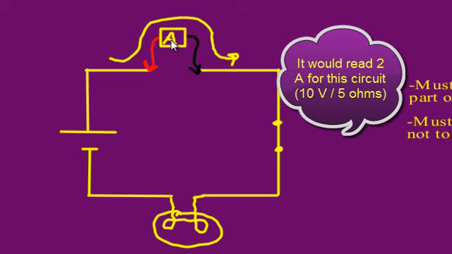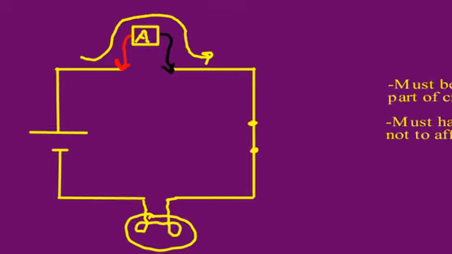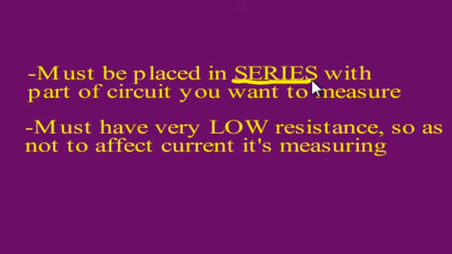So notice that the way it's hooked in is different. In fact, we use a different word. We say that it's hooked in series with the circuit. In other words, we don't create a new path like with the voltmeter, which is called parallel. We keep the same path. We break that path open and make space for the ammeter.